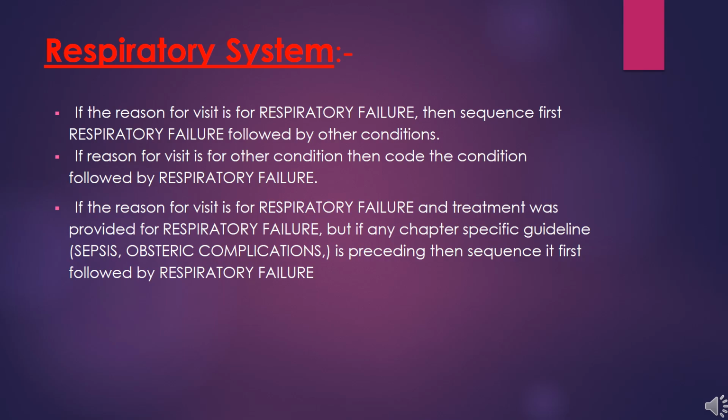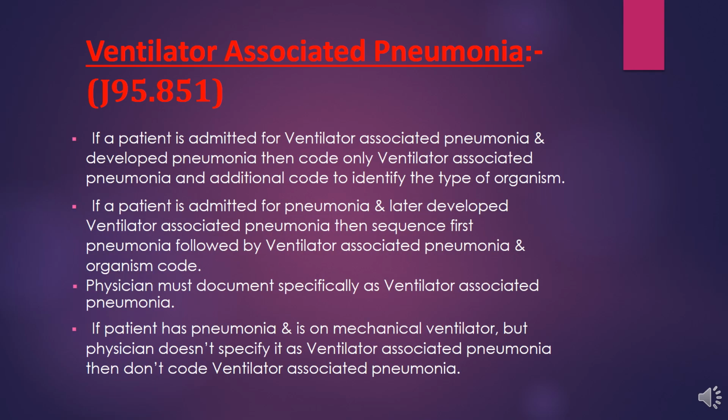But if any chapter specific guideline, such as sepsis or obstetric or complications, is proceeding, then sequence it first followed by respiratory failure. Ventilator associated pneumonia, J95.851.